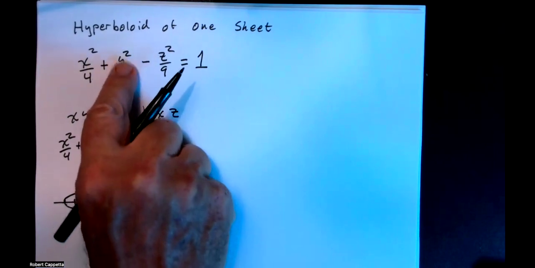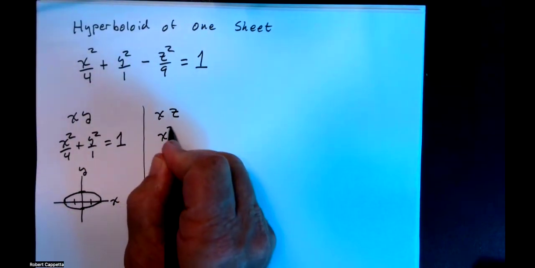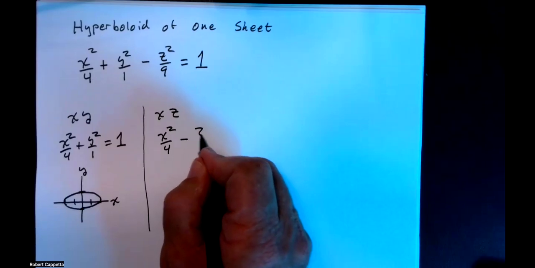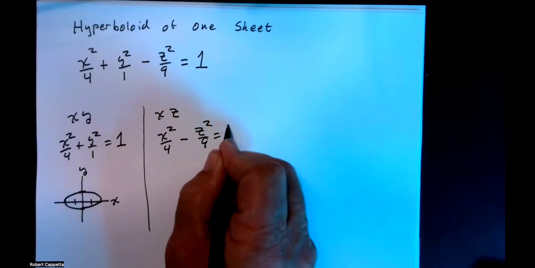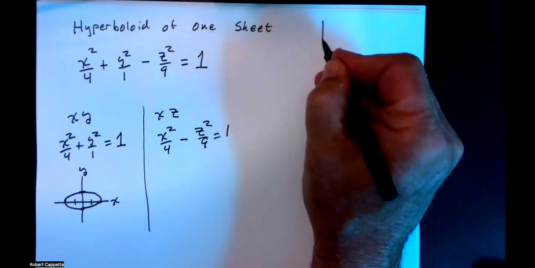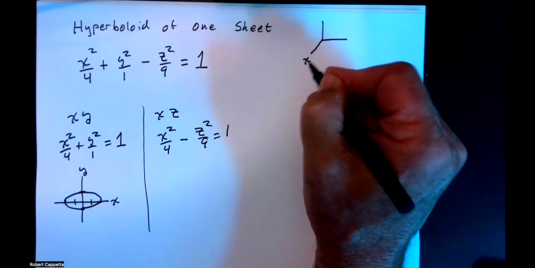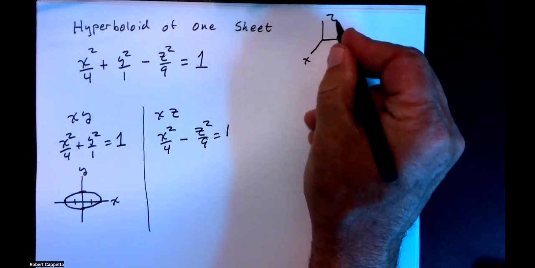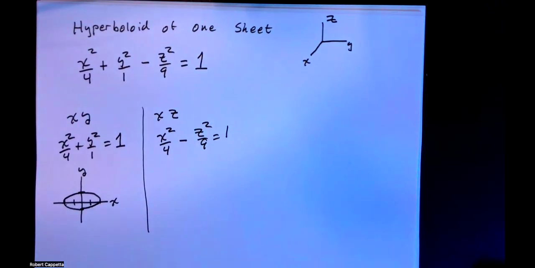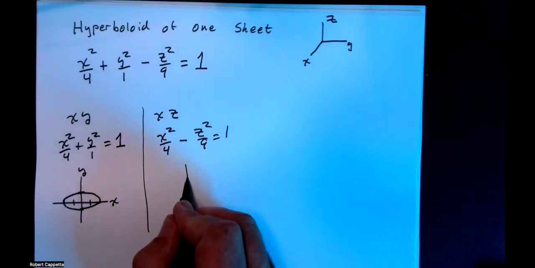If we're in the xz trace, the y goes away, and I have x squared over 4 minus z squared over 9 equals 1. So what does this look like? Can you visualize where this is going to intersect at the xz plane? Again, typically this is x, this is y, this is z. So this is where we're looking at the left view of this surface, if you will. What does that look like? Well, that's a hyperbola. We recognize that, I hope.